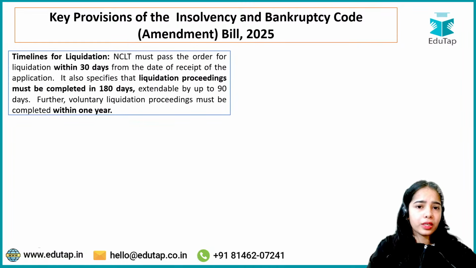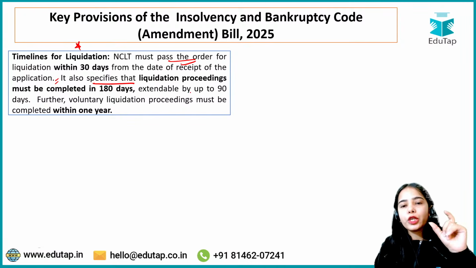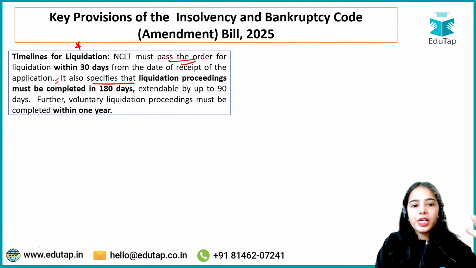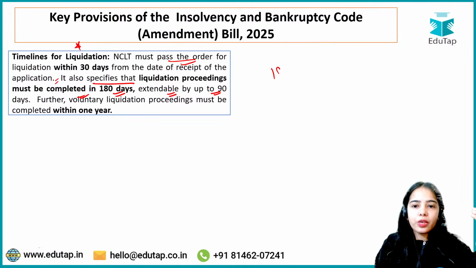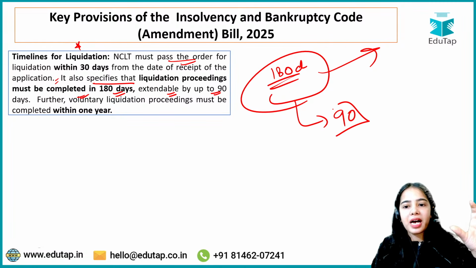Any confusion, anyone? Now, moving forward with the timelines for liquidation, NCLT must pass the order for liquidation within 30 days from the date of receipt of the application. It also specifies that the liquidation proceeding, the selling of the assets, must be completed within 180 days, extendable by up to 90 days. Okay, within 180 days the liquidation proceeding should be finished, and this period is extendable by a maximum of 90 days.